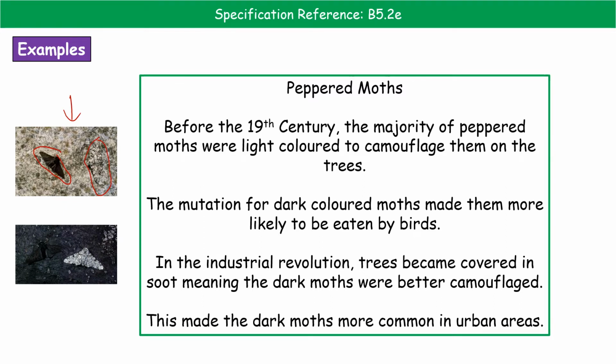And at that point, we end up with a situation like picture 2. Light coloured moths really stood out, whereas the dark coloured ones actually camouflaged much better with their surroundings. As a result, birds ate more of the light coloured moths, and therefore the dark coloured ones became more common in those urban areas.